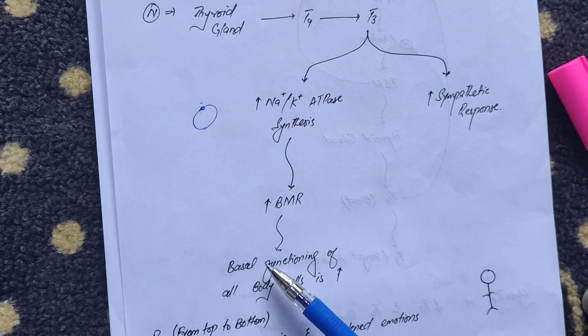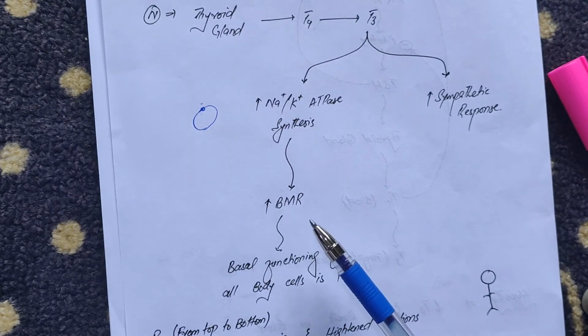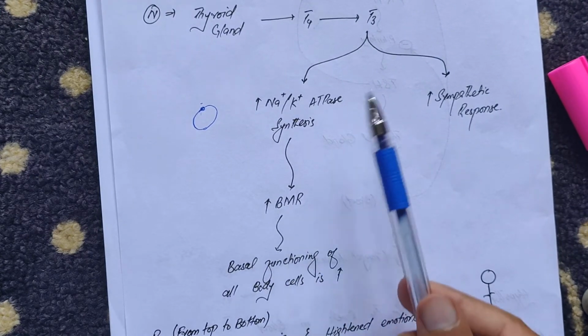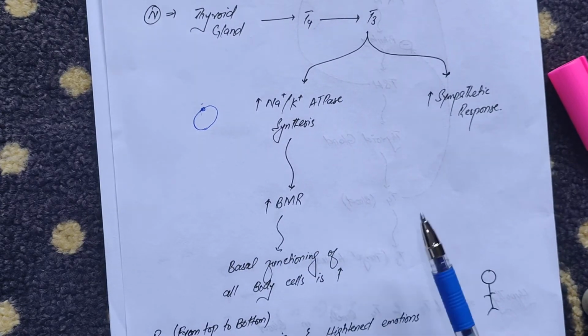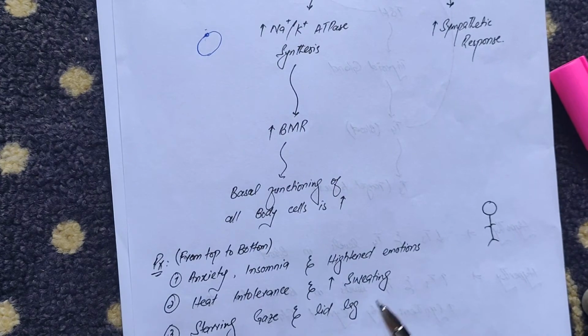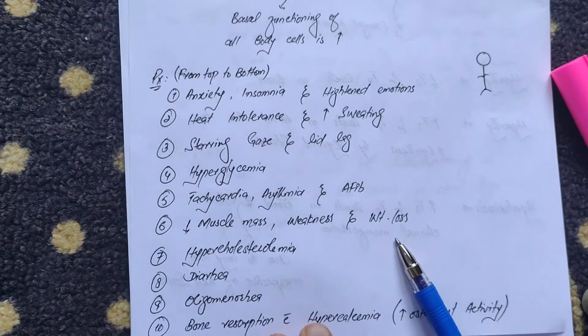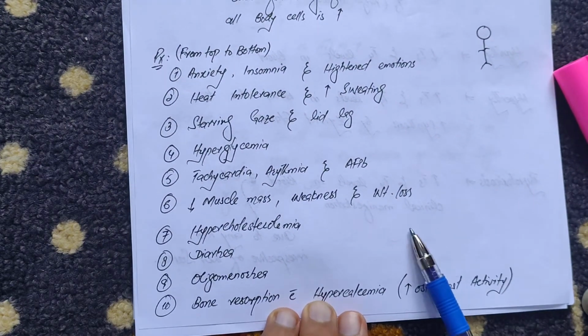If the body isn't developed yet, say for example if there is a child, then what will happen if the thyroid hormone decreases is that development will also be stunted. That we'll see a little bit later. Now, first of all, the mnemonic and how hyperthyroidism presents.